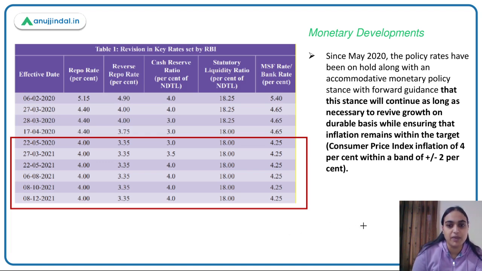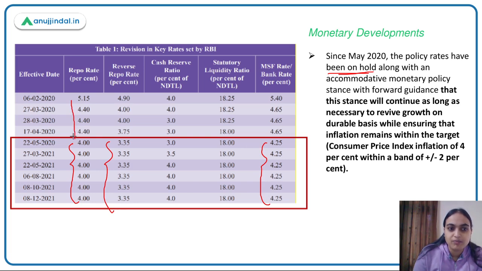Since May, the policy rates have been on hold. If I talk about policy rates, it comprises your repo rate, reverse repo, bank rate and MSF rate. In May 2020 these rates were reduced and since then they have stayed the same, RBI has made no changes. You can see from 22nd May 2020, repo rate is at 4%, reverse repo at 3.35%, MSF and bank rate at 4.25%. So these rates that were reduced during the pandemic have been unchanged for a long time, and RBI is continuing with the accommodative monetary policy stance, which means it's continuing to increase the supply of money in the economy as long as it's needed to revive the economy and help it grow.